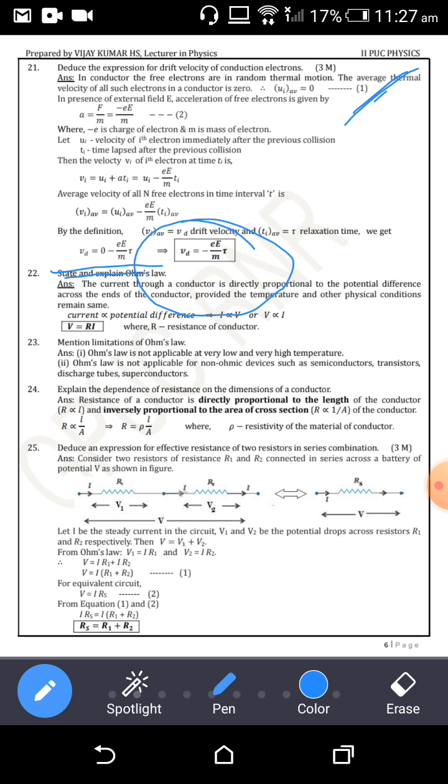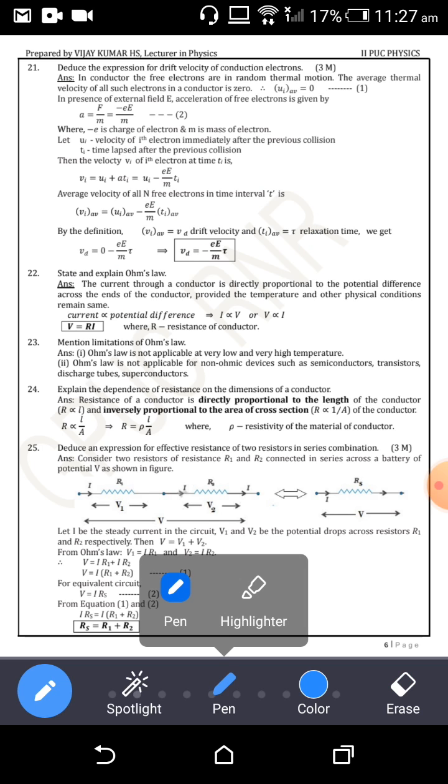Okay, so this is the expression for drift velocity, and this is a question which they keep asking in your examination. Okay, go through it once.